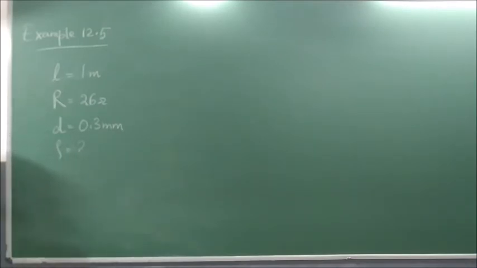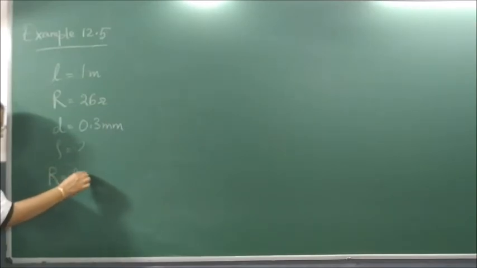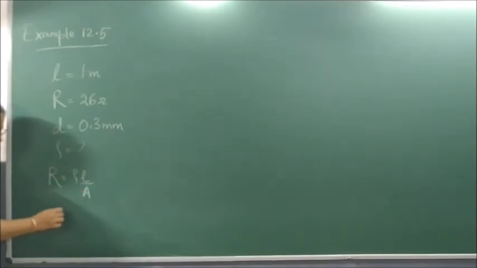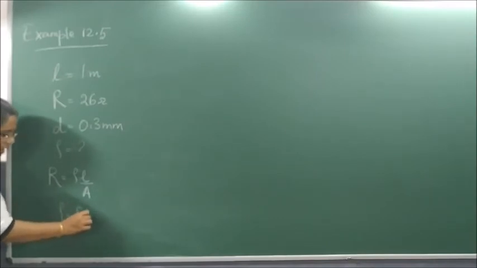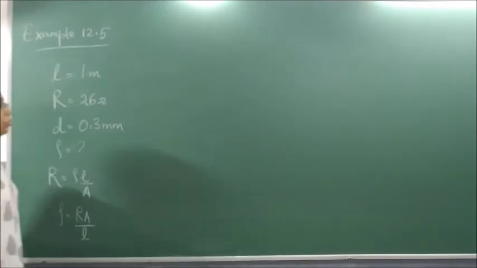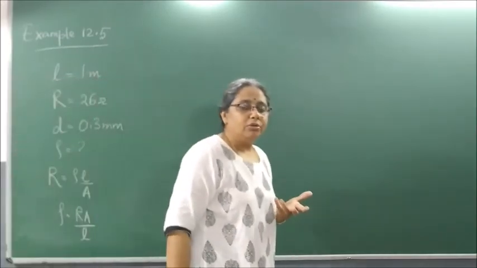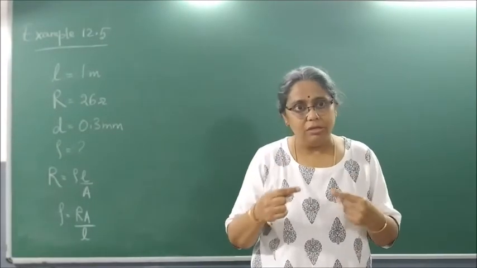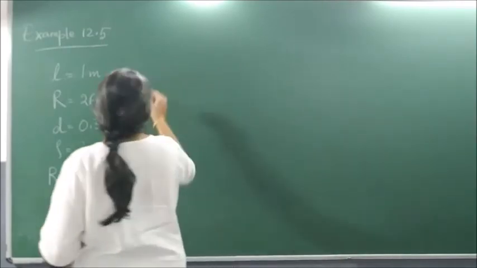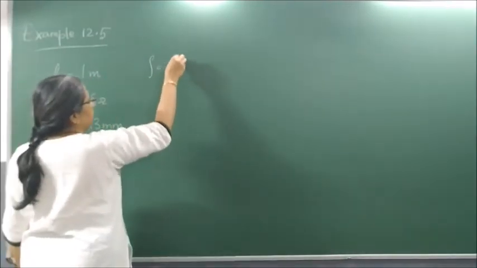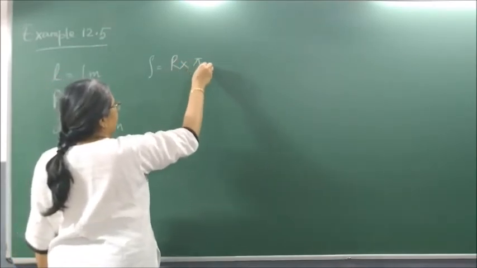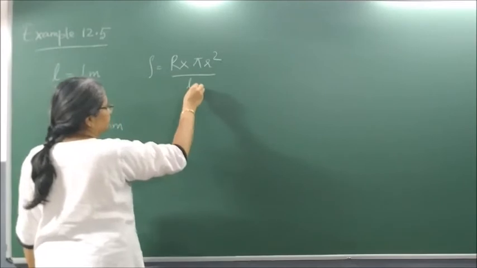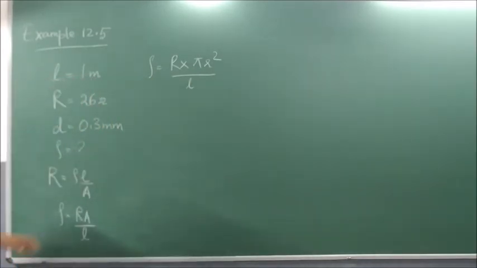Okay, so note down first, what is the formula? R is equal to rho L by A. So rho is equal to R A by L. Correct? Now, to calculate area, we generally use what? Pi r square. Isn't it a circular wire? So pi r square. So I will substitute rho is equal to R into pi r square by L. Correct? Now I know the diameter.